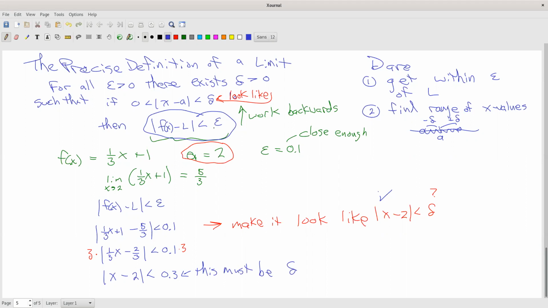So when someone dares me for this limit to get within 1/10 of 5/3, all I have to do is say, hey, pick any x value that's within 3/10 of 2. And that will get you close enough to 5/3, the limit. Now, often we don't know what that limit is, but that's okay. So pretty straightforward for linear functions. For other kinds of functions, it's much, much, much harder. We're only going to do a few examples of this. The homework here is pretty short, but it is a wee bit challenging because we're pushing our algebraic abilities with this crazy dare.